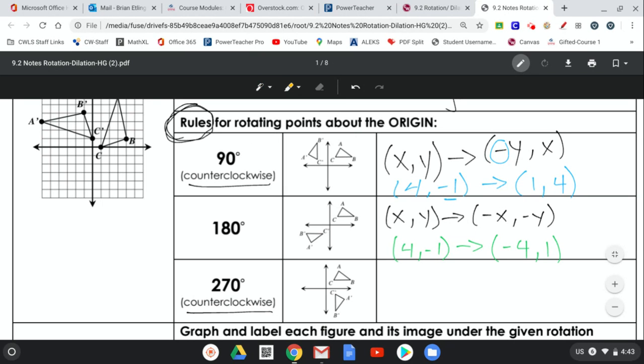Okay, so moving on to 270, starting with x comma y, it's going to change to y comma -x. So for this one, using that same example, 4, -1 is going to change to -1 comma -4 because we're changing that x coordinate's sign, okay?